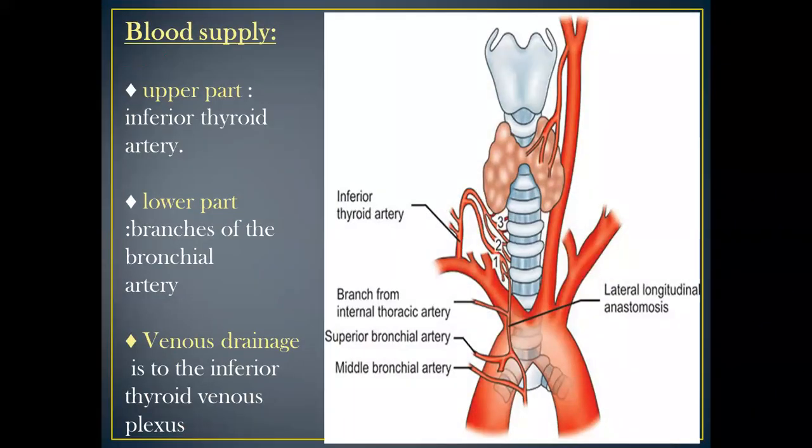The blood supply of the trachea is divided into two parts, upper part and lower part. The upper part is supplied by the inferior thyroid artery, which is a branch of the thyrocervical trunk, a branch from the subclavian artery. The lower part is supplied by branches of the bronchial artery. These are the bronchial arteries supplying the lower part. The venous drainage is to the inferior thyroid venous plexus.